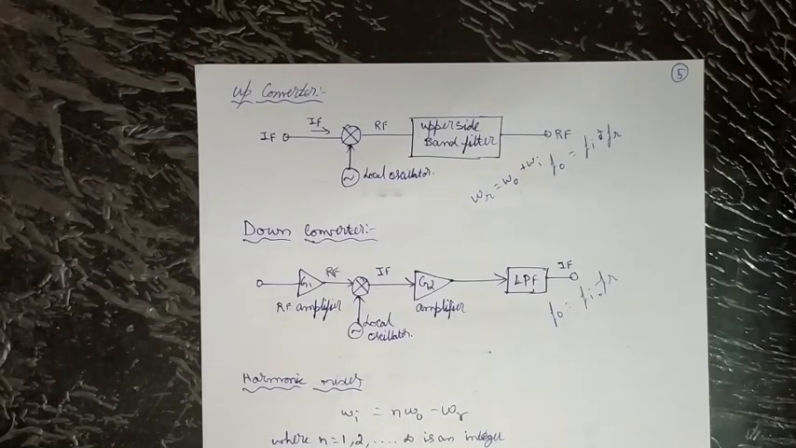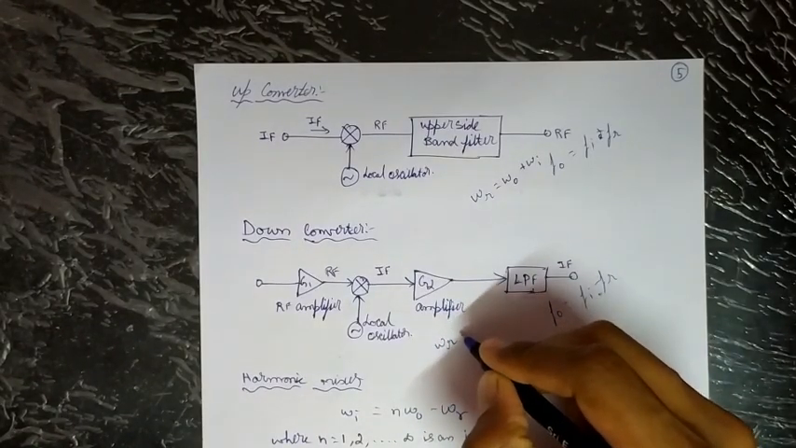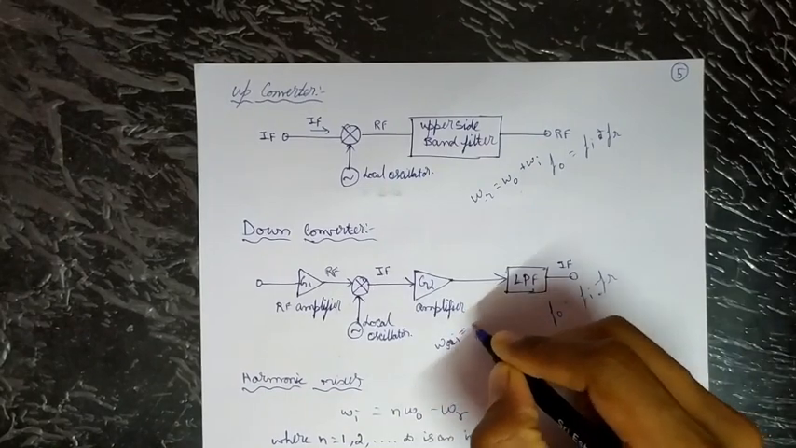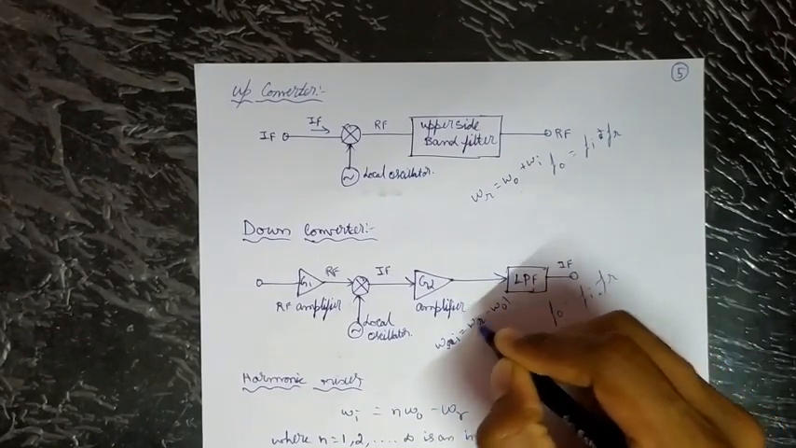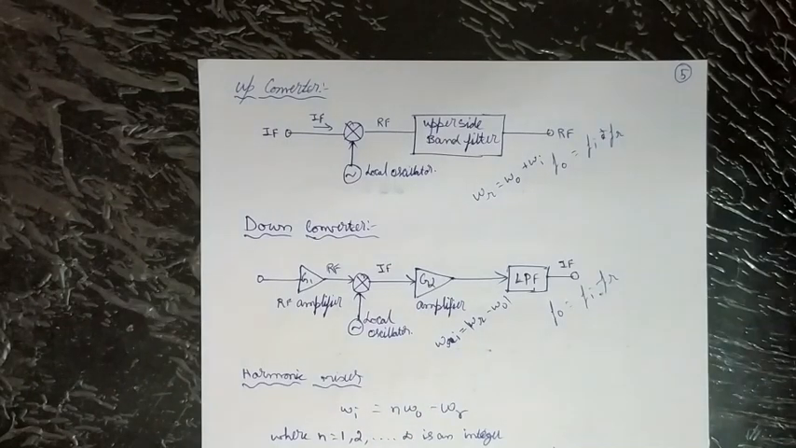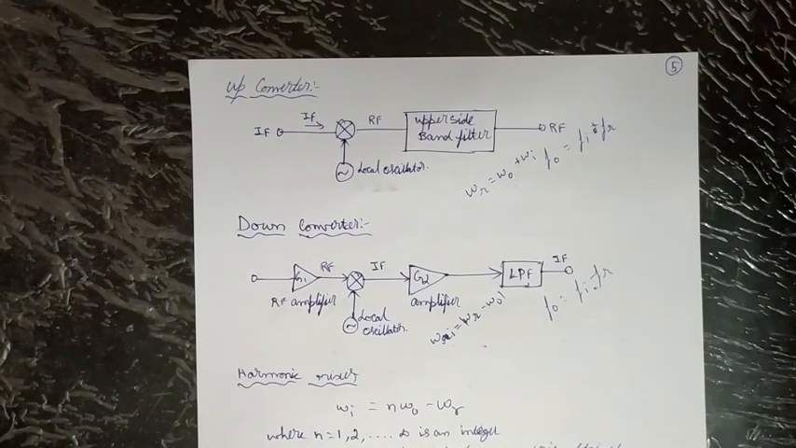So a down converter is a mixer. It is used to shift the frequency of an RF signal substantially down to an intermediate frequency, ready for further signal processing. So the IF signal frequency is given by ωI equal to the magnitude of ωR minus ω0. Such a mixer is used in a receiver as a demodulator to remove the carrier wave from the transmitted signal in order to attain the information carrying signal.